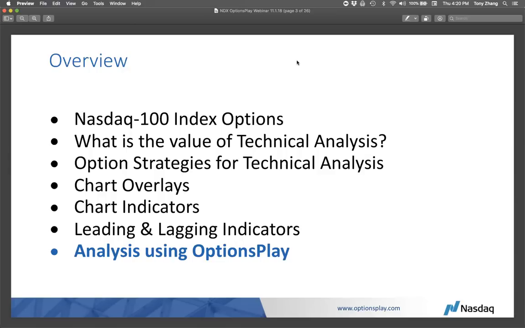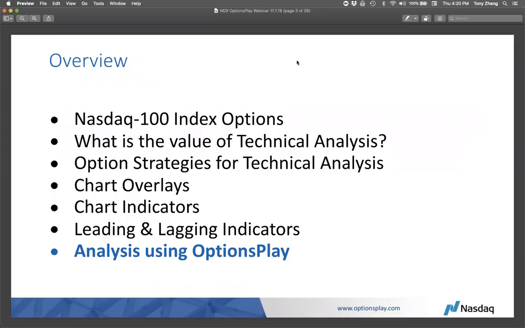But what I will cover is chart overlays. So for those of you that are looking for chart patterns, chart overlays, chart indicators, a lot of you use indicators like RSI, MACD, stochastics, very, very popular form of technical analysis. However, I do see a lot of people using them incorrectly with respect to options trading. So I want to address that.